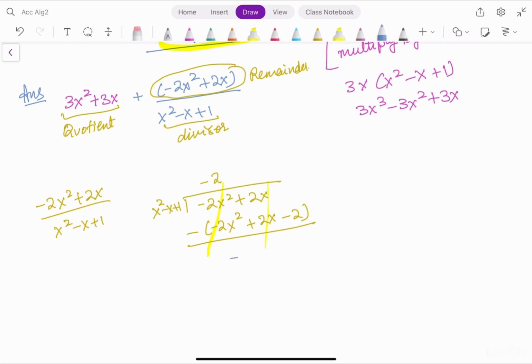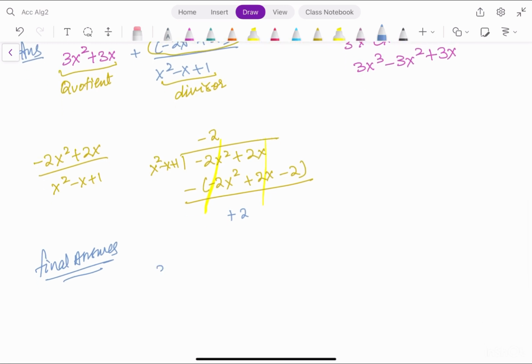So this is the complete division will be something like this. Negative and negative, it will be plus 2. So the final answer should be 3x squared plus 3x minus 2, that means the quotient for this particular problem, and the remainder is 2. 2 divided by x squared minus x plus 1.